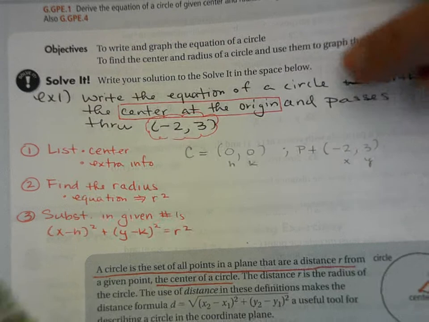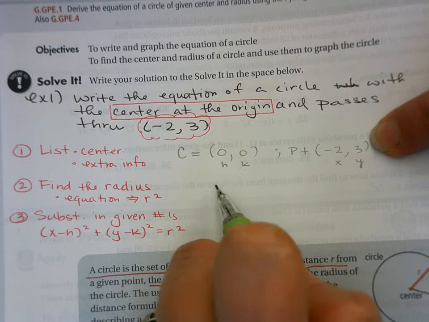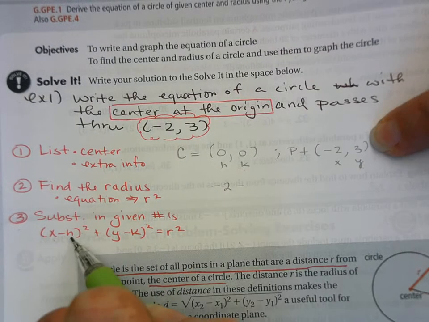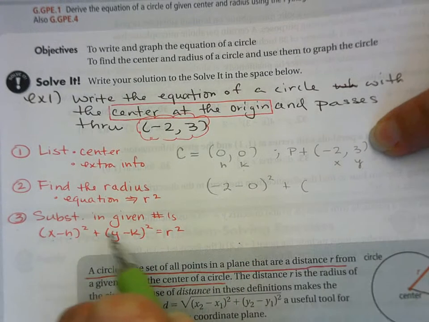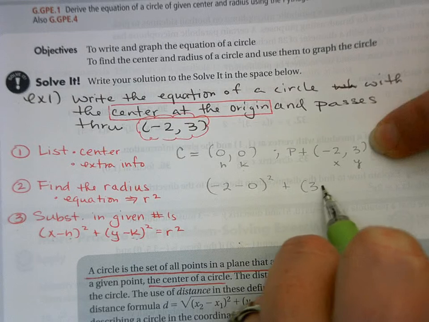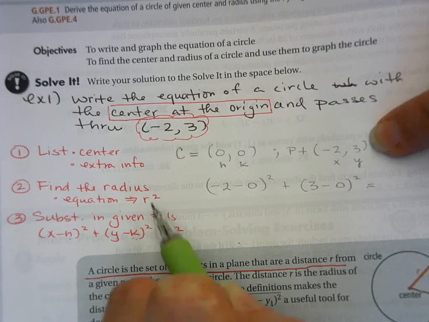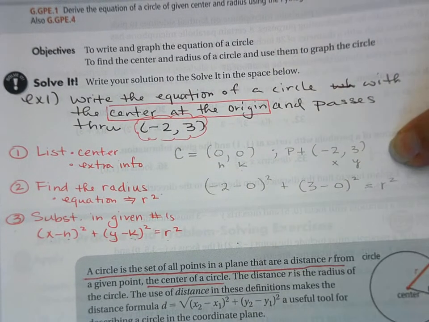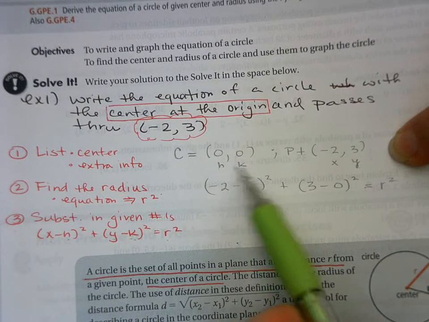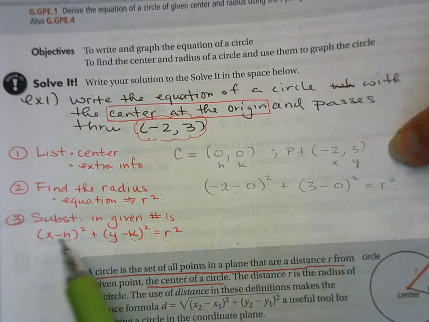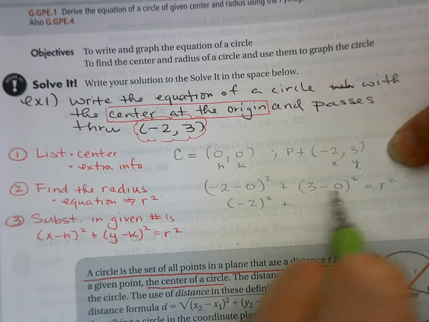Okay, so I know x and I know y, I know h and I know k. So I'm going to replace x with -2 minus h, and h is 0, squared, and then y minus k, so here's y, there's k, equals r squared. And I don't know r squared because I'm trying to find the radius. So I use this formula, substituting in h and k and also the given point x and y. So this would be -2, 3 minus 0.